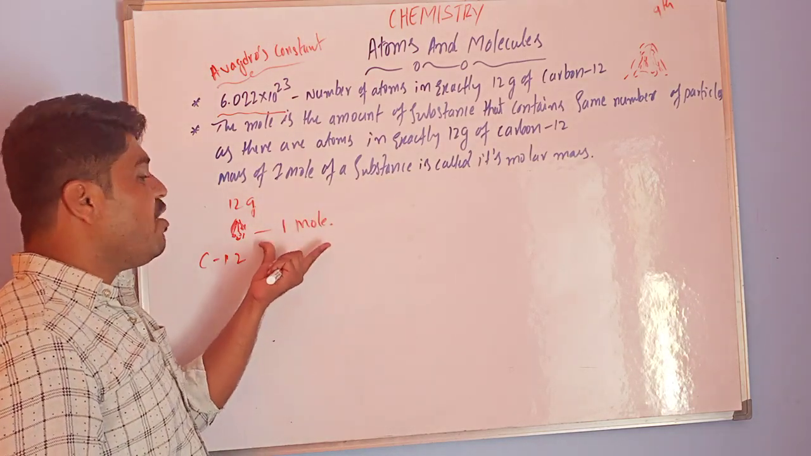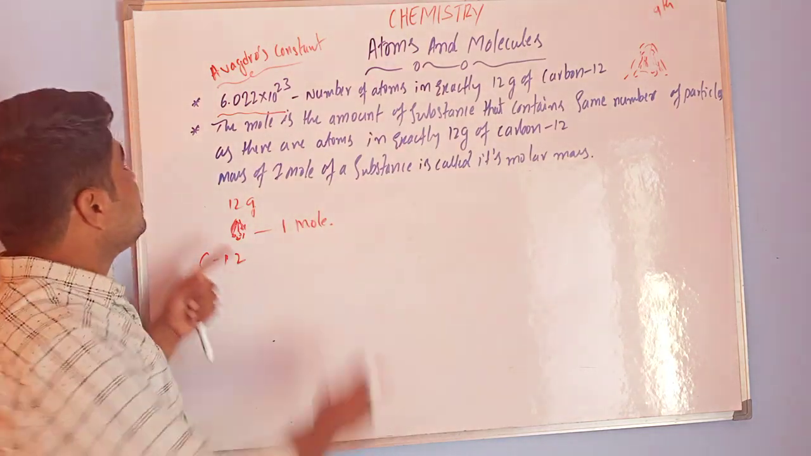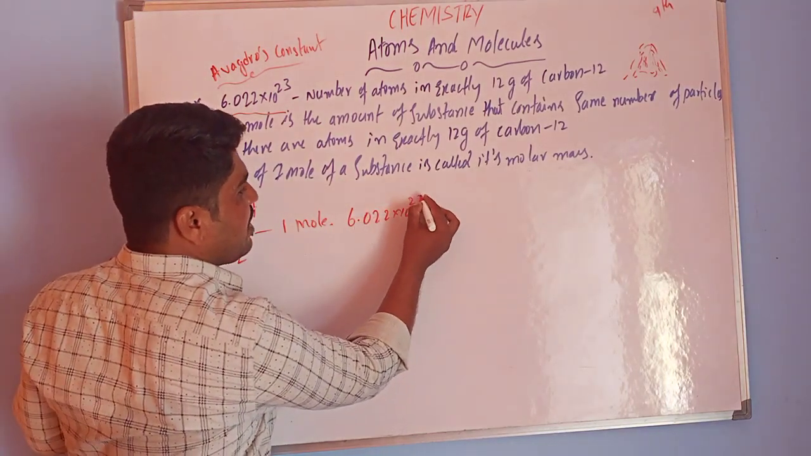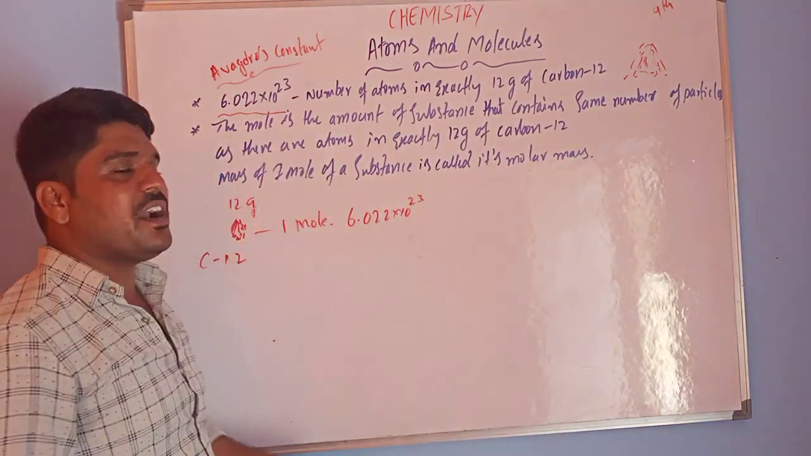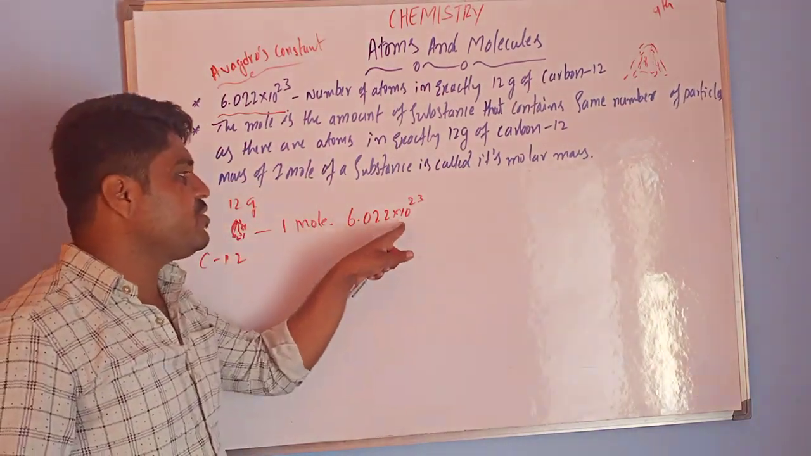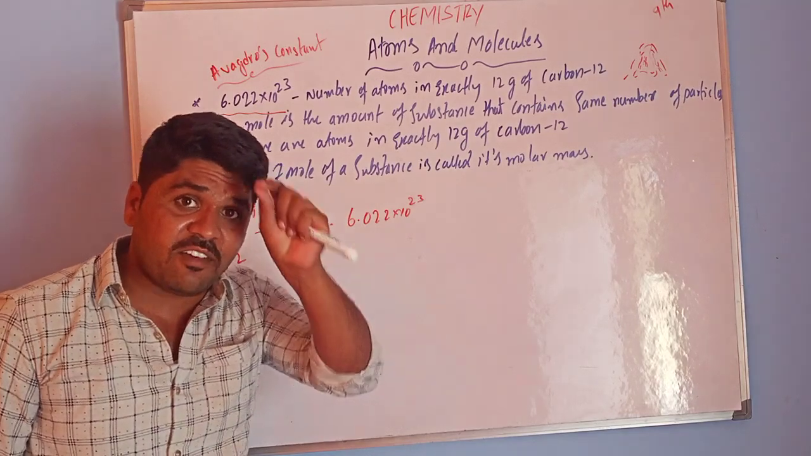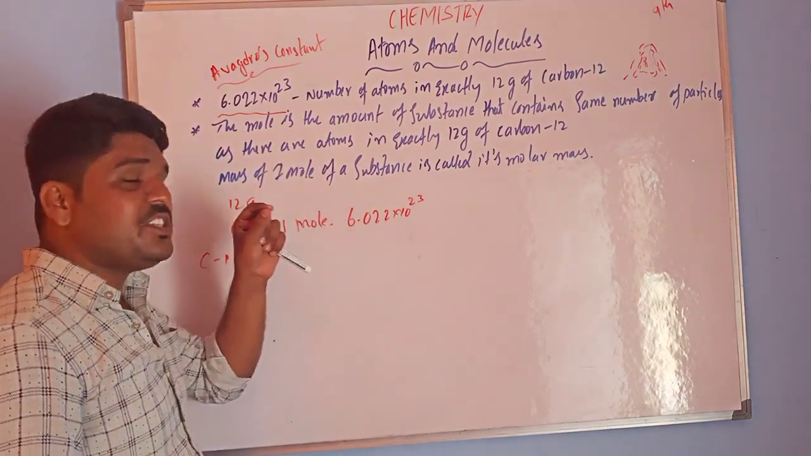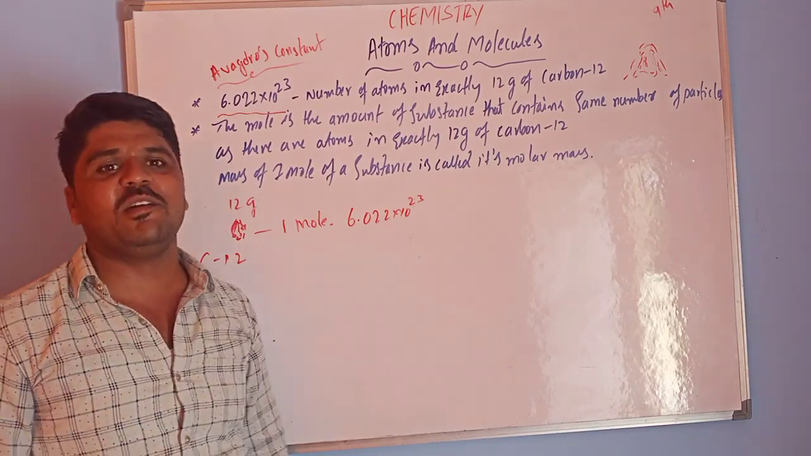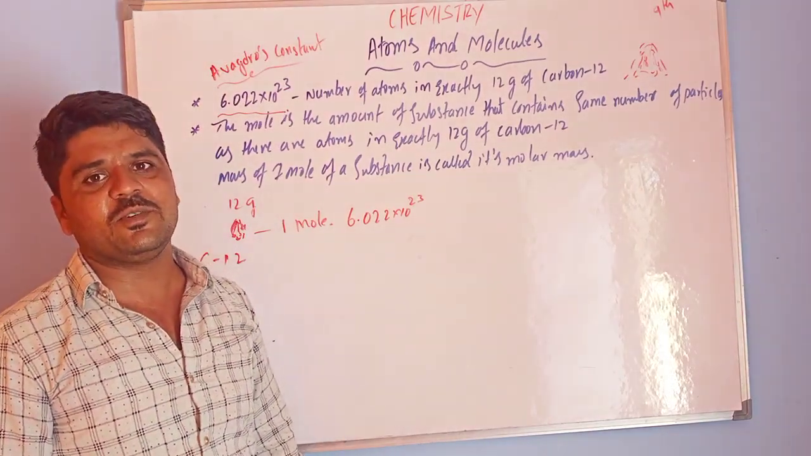In this, how many atoms are present? 6.022 into 10 to the power of 23 particles, or atoms. That means 6.022 into 10 to the power of 23 atoms are present. Which type of atoms? Carbon atoms are present in 1 mole of carbon.